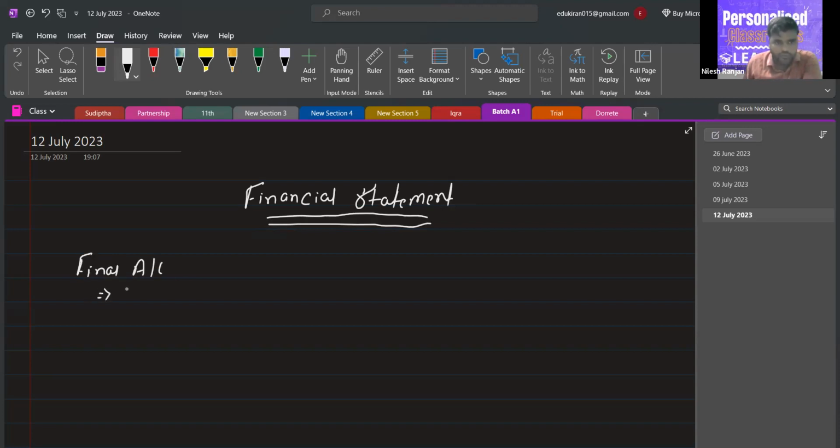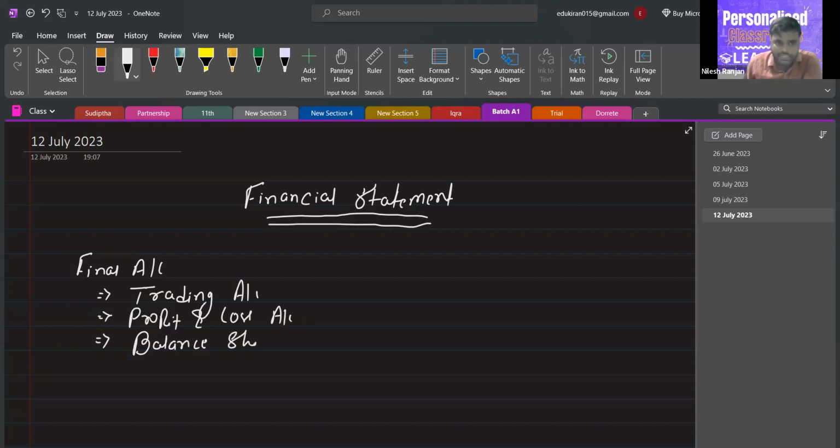Yes, the first one was trading account. Second one was profit and loss account. And the third one was balance sheet. After all these, we have to do some adjustments. Yes? Yes, sir. Okay. Now we have to study financial statement.